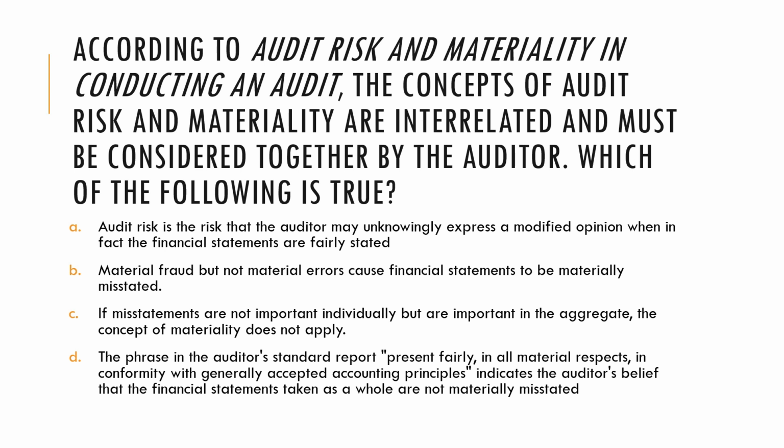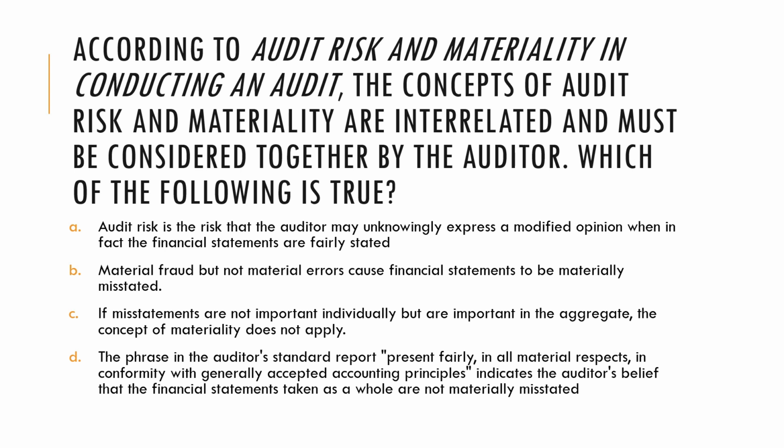Next, according to audit risk and materiality in conducting an audit, the concepts of audit risk and materiality are interrelated and must be considered together by the auditor. Which of the following is true? So we're going to evaluate the statements and find which one is correct. Letter A, audit risk is the risk that the auditor may unknowingly express a modified opinion when in fact the financial statements are fairly stated. Letter B, material fraud but not material errors cause financial statements to be materially misstated.